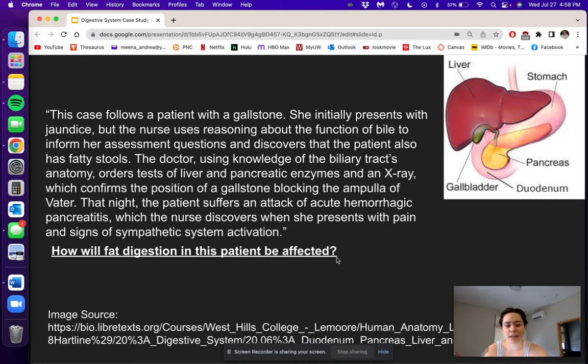That night, the patient suffers an attack of acute hemorrhagic pancreatitis, which the nurse discovers when she presents with pain and signs of sympathetic system activation. And the question is, how will fat digestion in this patient be affected? Here in the corner, we have an image of some of the organs that are involved.